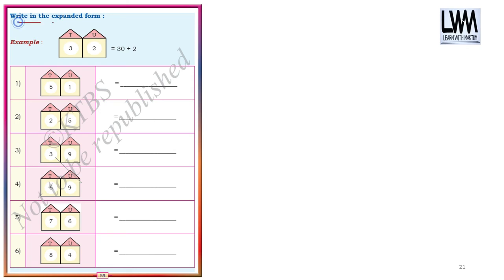now write in the expanded form. Okay, 3 means it is 30, then 2 means 2 at units place, 30 plus 2. The same way 5 means what you're going to write, it will be 50 plus 1 means 1, that is 50 plus 1. Now again 2 and 5 is there, how are you going to write it? 20 plus 5, and 39, 30 plus 9. Can you do the remaining 3?